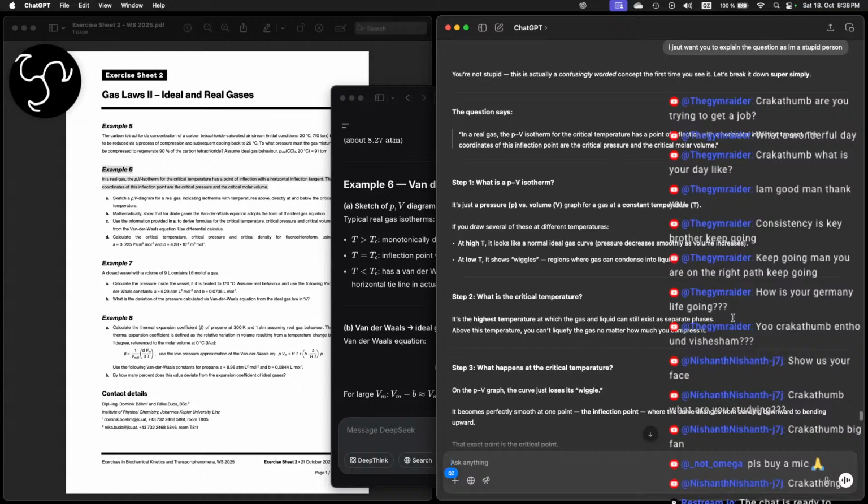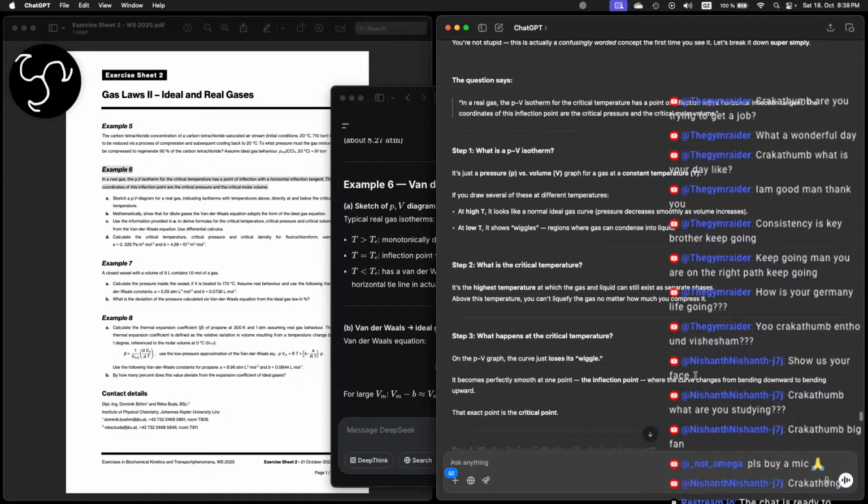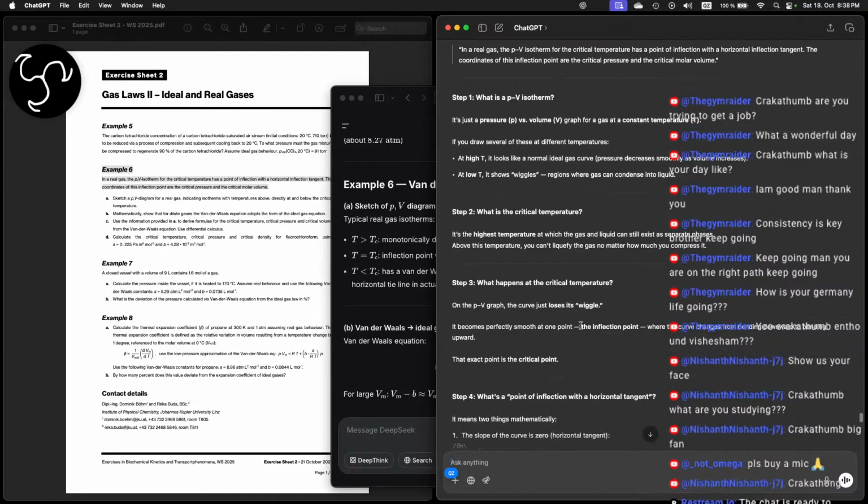It's the highest temperature at which gas and liquid can still exist as separate phases. What happens at critical? I understand the wiggle. It becomes perfectly smooth at one point, the inflection point, where the curve changes from bending downwards to bending upwards. Everything's bending, bro. To stand straight, why you gotta bend? It's a joke, okay? The exact point is the critical point where the curve changes from bending downwards to bending upwards.